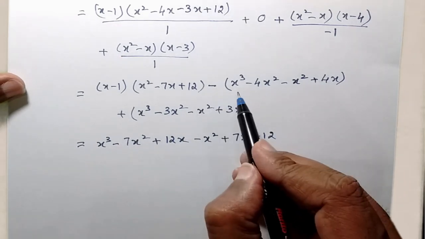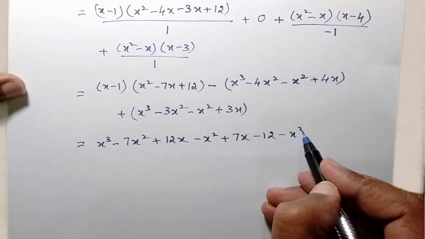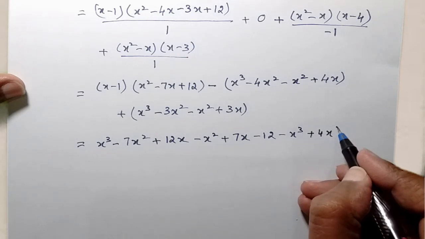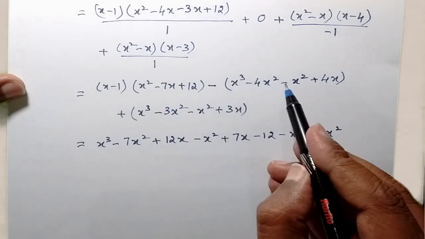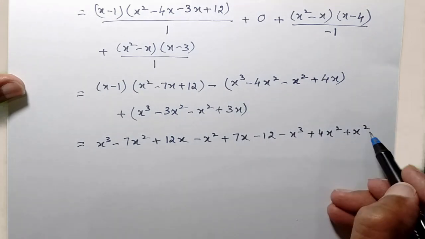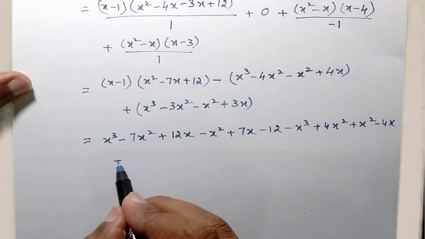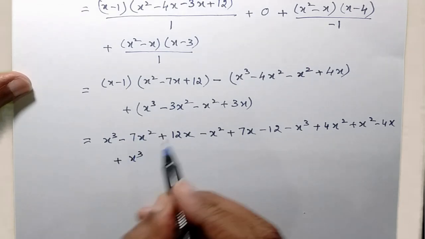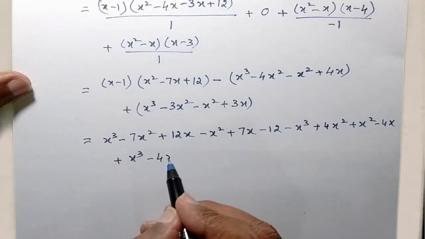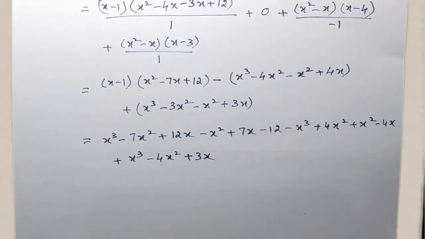Then this minus has to be multiplied with all the terms. So it becomes minus x cube. Minus of minus will become plus 4x square. And minus of minus will become plus x square. Then minus into plus will be minus 4x. And over here, this is x cube. It is minus 3x square. Minus of x square will become minus 4x square. Then plus 3 times of x.